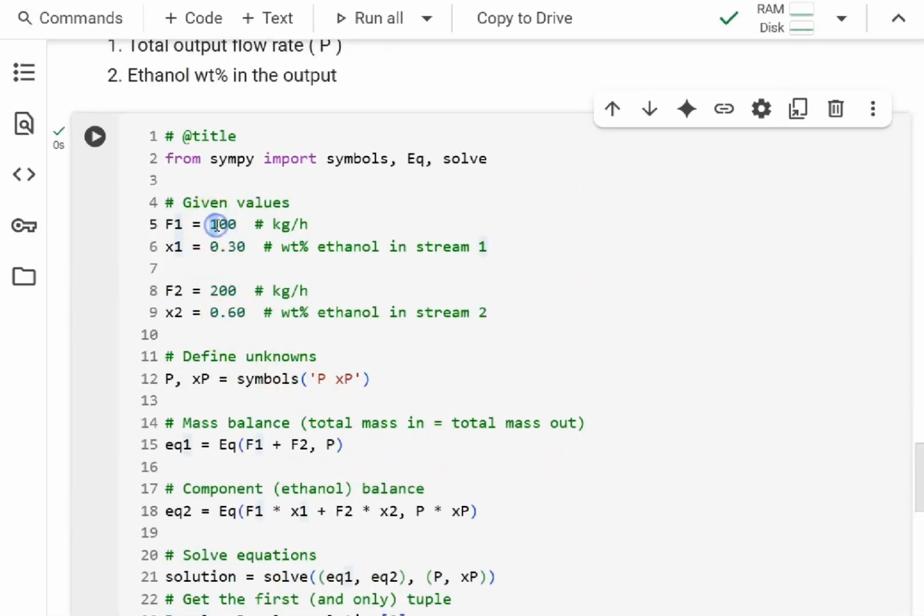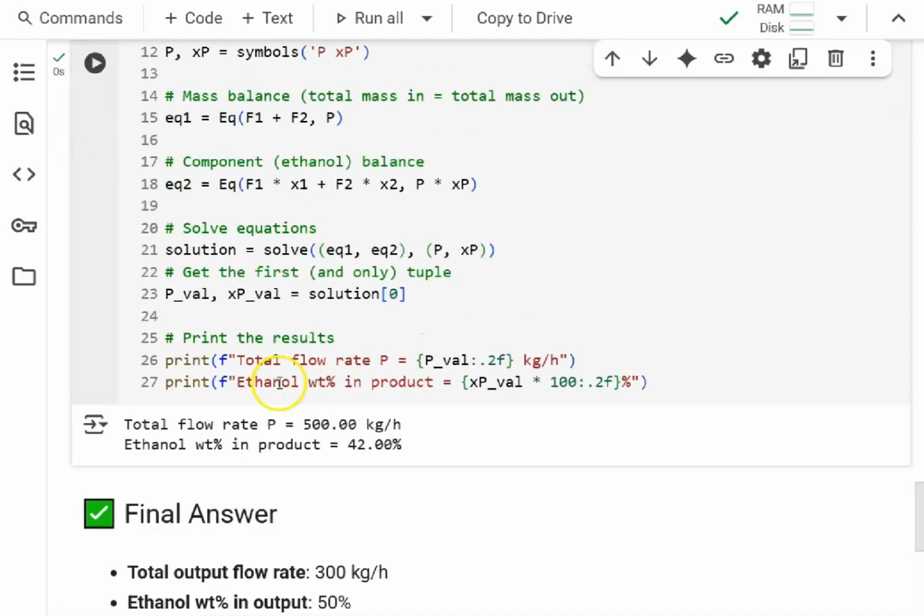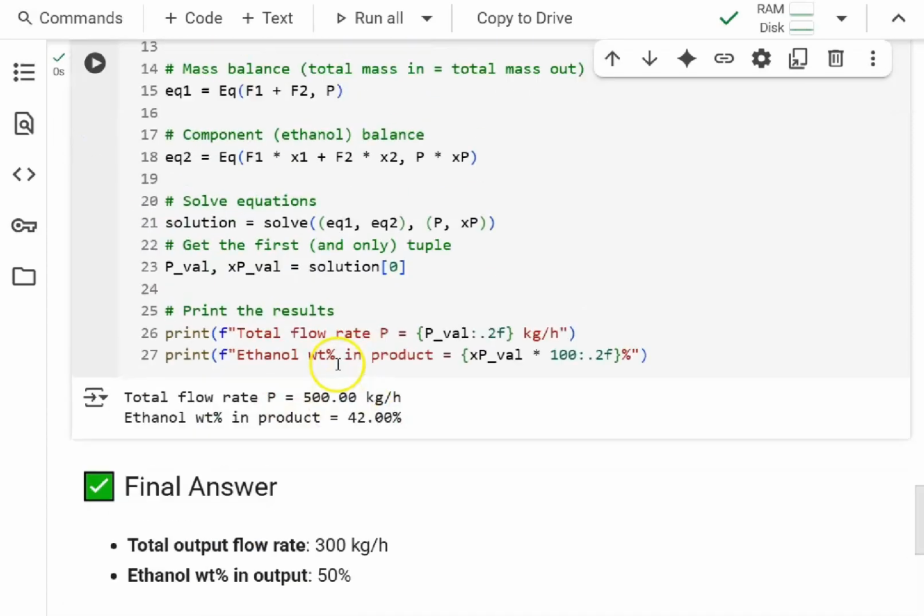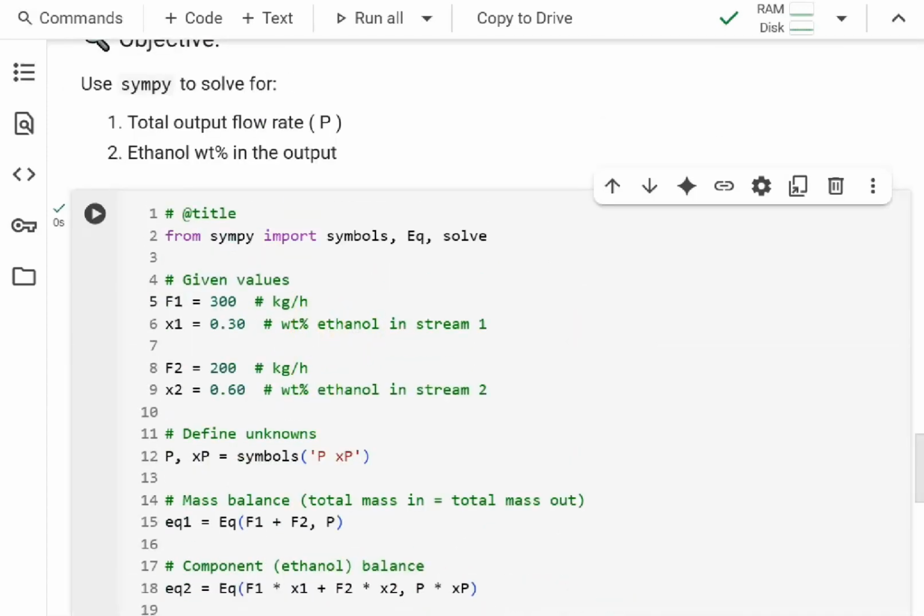We can do many calculations. If I change that, then my results will automatically change. So using SymPy we solved the system symbolically and got our result. Mass and component balance are the backbone of chemical engineering, and tools like Python make them transparent, repeatable and faster.